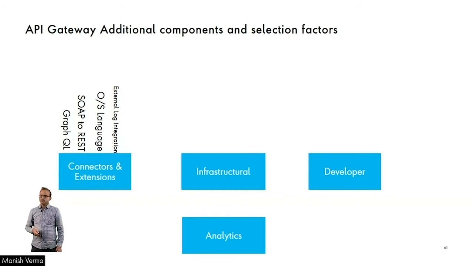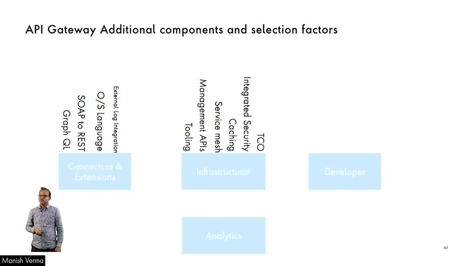The second component is around infrastructure. What is infrastructure? How good is tooling? How rich are the management APIs? Because ultimately, I can influence API gateway automation through making API calls. And we have struggled at Sapient. In fact, we have a client, I can't name them, where the management APIs were not very rich. You have to wait for them to mature.